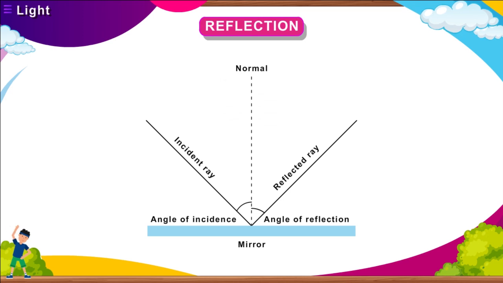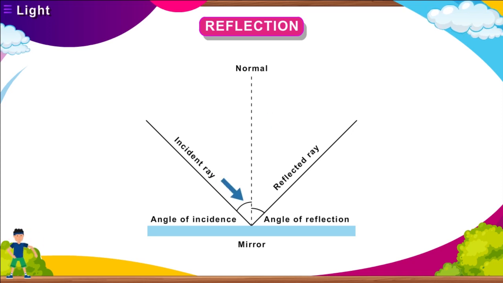Terms related to reflection of light. A plane mirror is a flat surface that reflects almost all the light falling on it. Incident ray. It is the ray of light that falls on the mirror. Reflected ray. It is the ray of light that bounces off the surface of the mirror. Normal. It is the line perpendicular to the reflecting surface at the point of incidence.